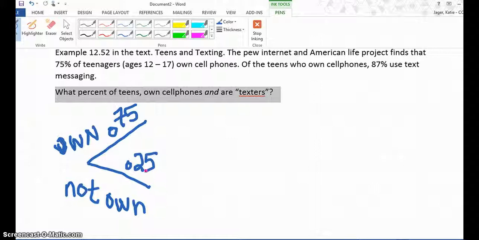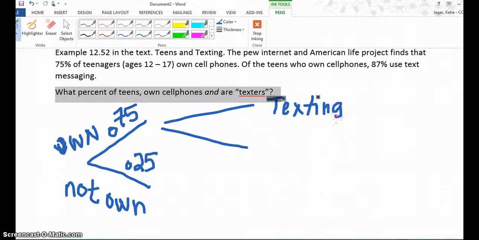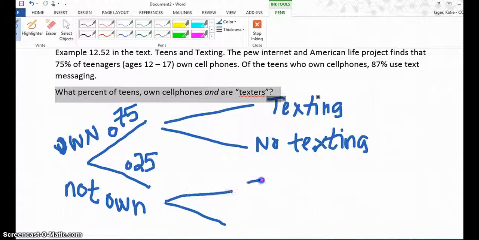Okay. Now with the tree diagram, we want on our second branch to have the conditional statement. So we can have here two more branches. This branch here is going to be the texting branch and no texting. And same thing here, we have texting and no texting.